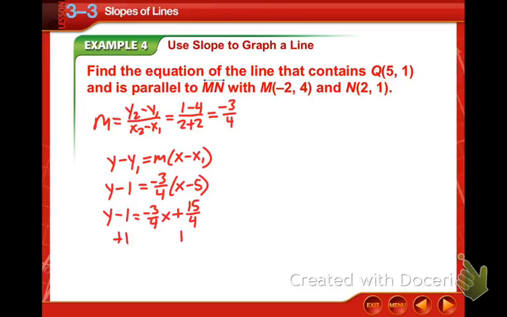Then we're going to add 1 to both sides. So y is equal to negative 3/4 x plus, now, since we have a fraction here, 4 times 1 is 4. 4 plus 15 is 19. So 19 over 4 is our y-intercept, and we'll just leave it like that. There's our equation of our line that contains Q in slope-intercept form.